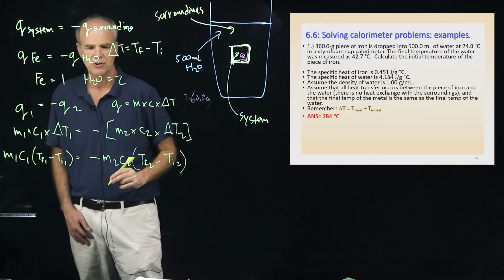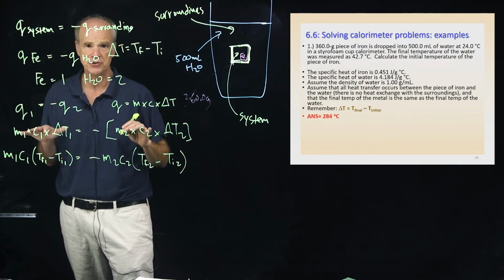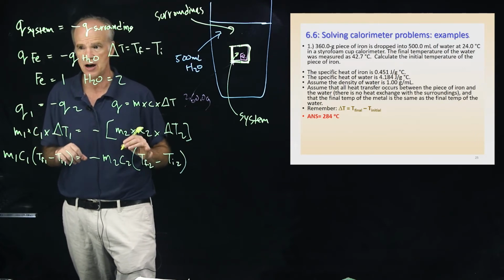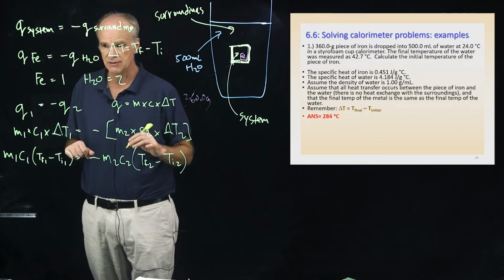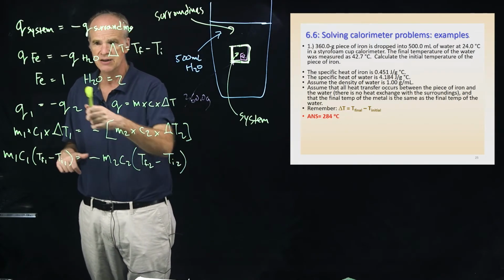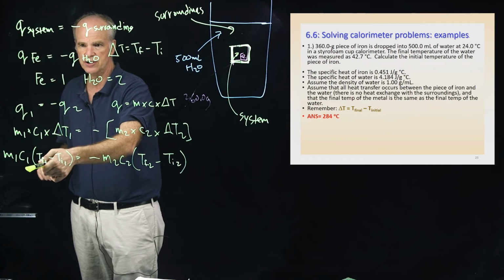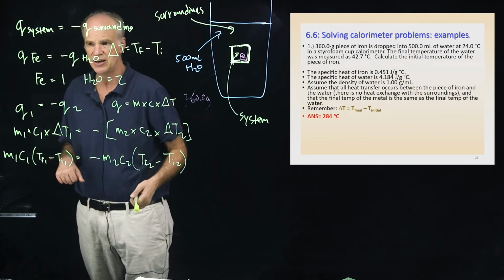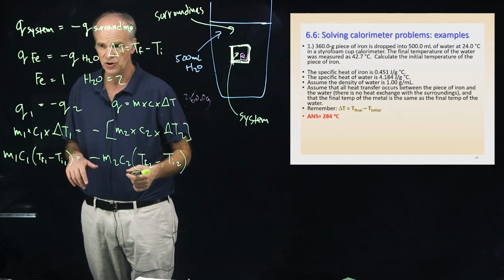Okay, so let's see if we can substitute variables at this point and identify what an x may be. Hopefully we can solve for the x and solve the problem. Okay, so we are given some information. So again, 1 is the iron metal here, which is the left side of the equation. 2 is the water, which is the right side of the equation. And so we are told that the mass of the metal is 360 grams.